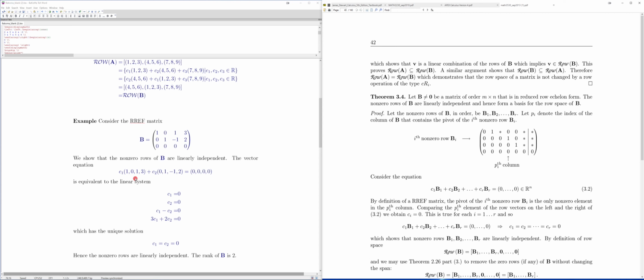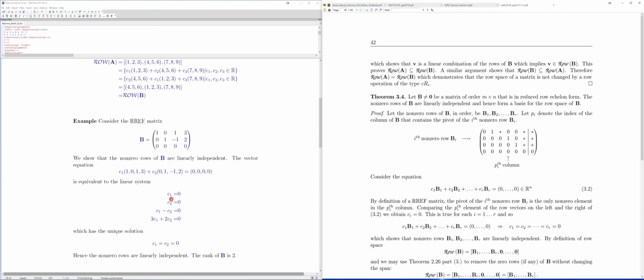So I have this RREF, and I look at the rows to show that they are linearly independent. I form this vector equation, and because of the form of this matrix, I'd always just have something like C1 equal to 0 and C2 equal to 0. Once you have a vector equation where the constants must be 0 when you solve, that tells you the rows are linearly independent. This is an example of what Theorem 3.4 is saying: I have a non-zero matrix that is RREF, and if I look at the non-zero rows, the first row and second row here, then these rows are linearly independent.